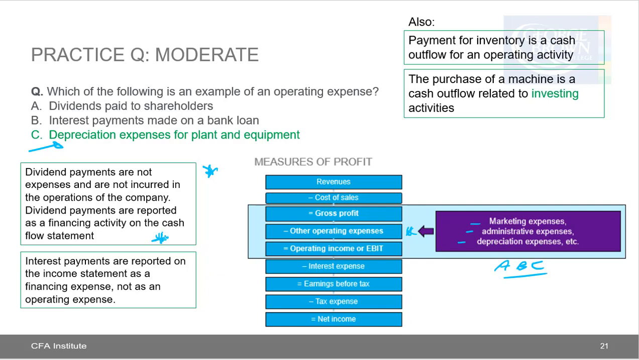We haven't looked at the cash flow statement, but we're going to see that dividend payments are recorded on it, and they're categorized as a financing activity. In terms of interest payments, interest repayments are reported on the income statement as a financing expense, not as an operating expense. Remember, we had EBIT, earnings before interest and tax, and then we had the interest. So it can't be interest, because operating income is EBIT, earnings before interest and tax. So interest is below the operating expense, okay? And it's categorized as a financing activity on the cash flow statement.